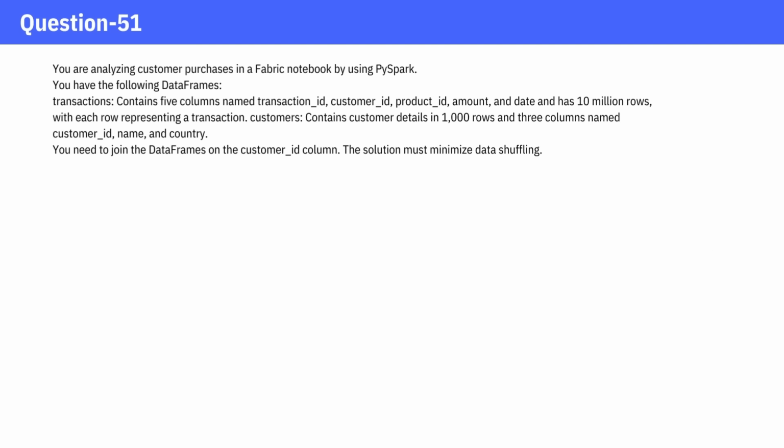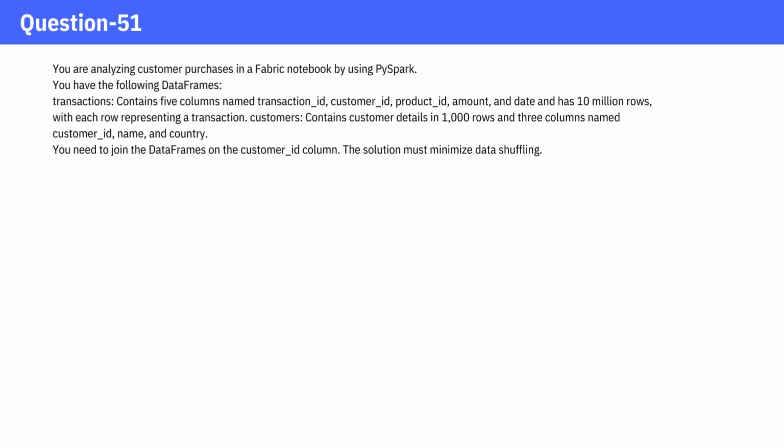Question 51. You are analyzing customer purchases in a Fabric notebook by using PySpark. You have the following data frames. Transactions contains 5 columns named Transaction ID, Customer ID, Product ID, Amount and Date, and has 10 million rows, with each row representing a transaction. Customers contains customer details in 1,000 rows and 3 columns named Customer.ID, Name, and Country. You need to join the data frames on the Customer.ID column.